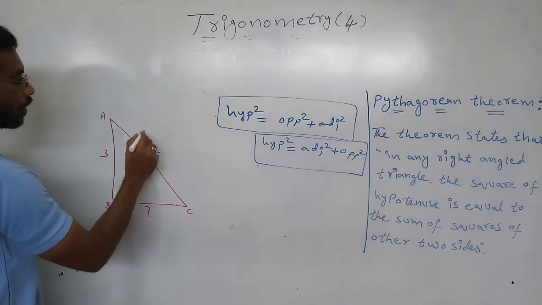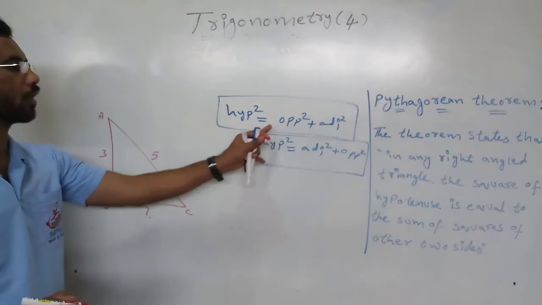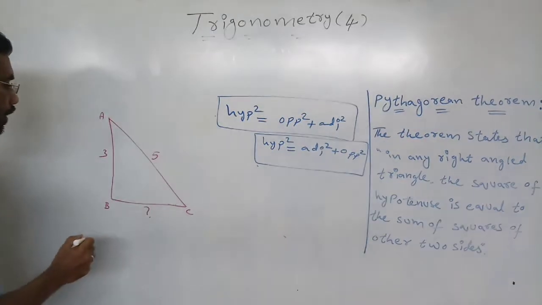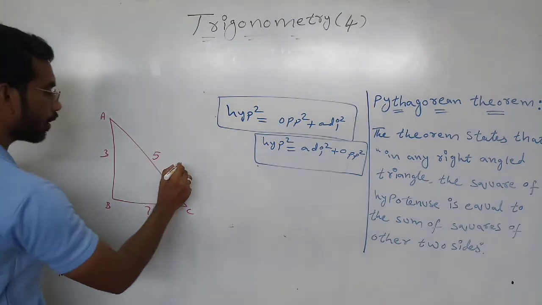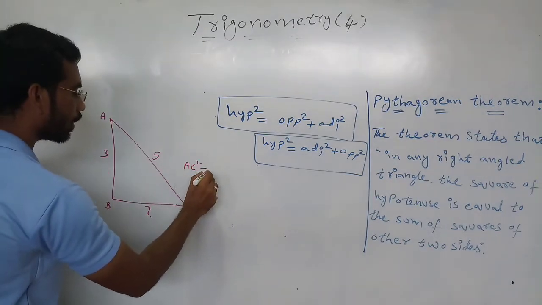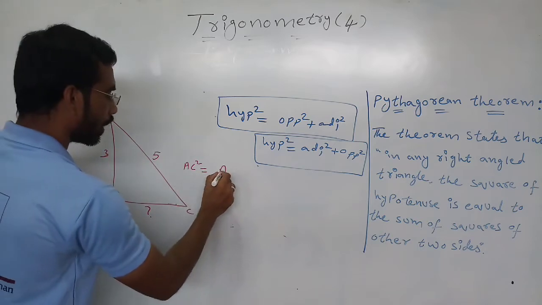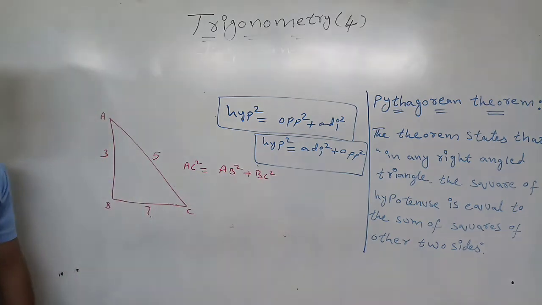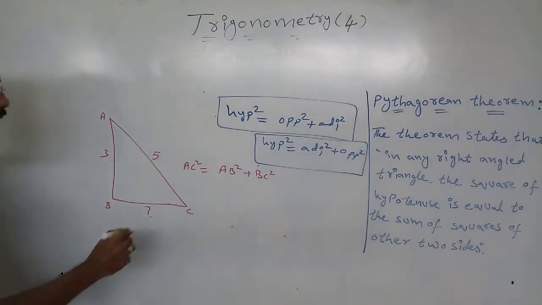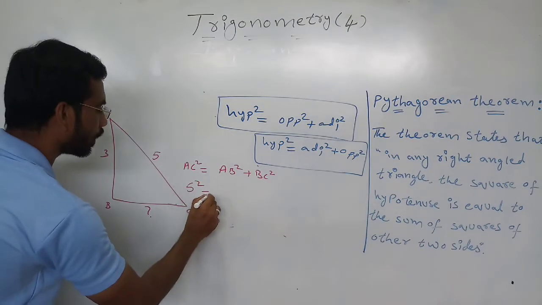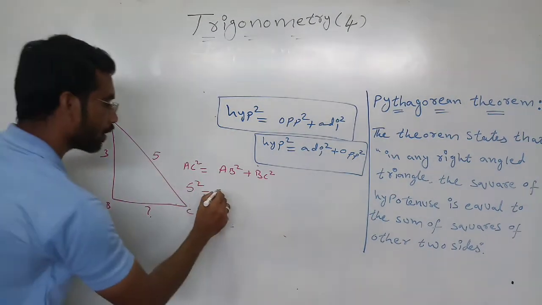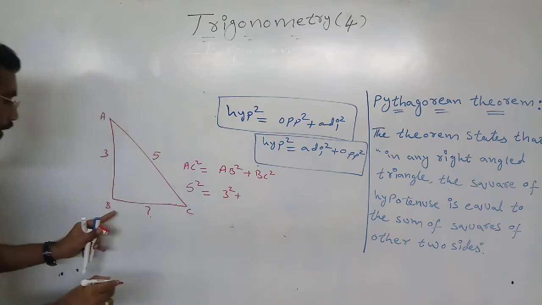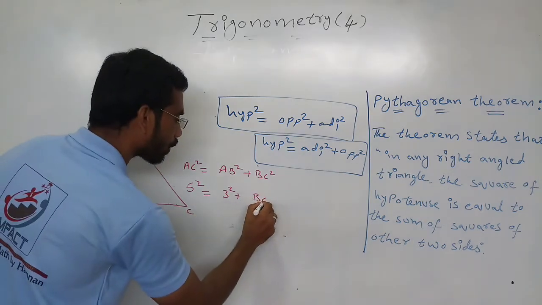Same formula. What is the formula? Hypotenuse square is equal to opposite square plus adjacent square. What is the hypotenuse in this one? AC square is equal to AB square plus BC square. Now AC is 5, so 5 square is equal to AB, which is 3 square, and BC we don't know, BC square as it is.